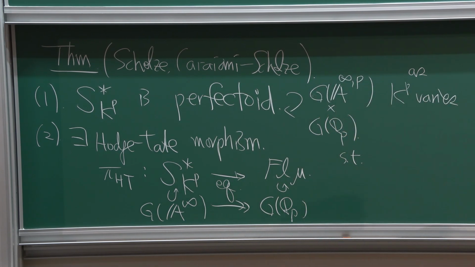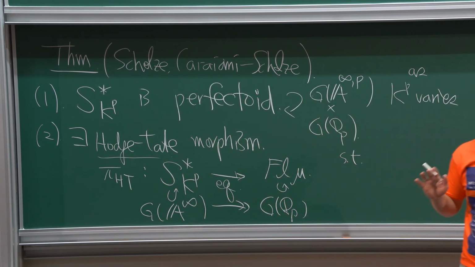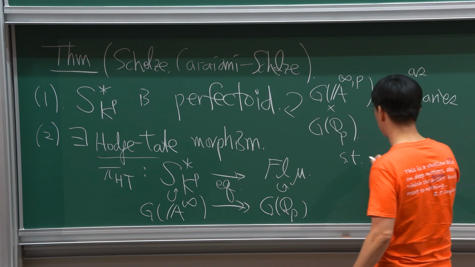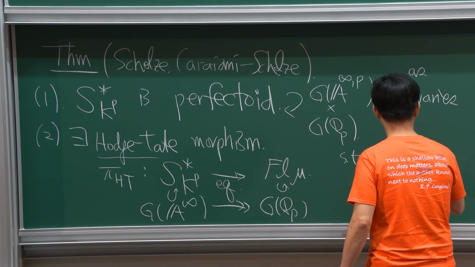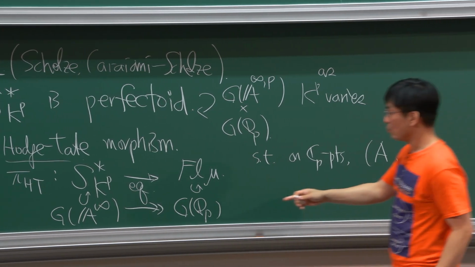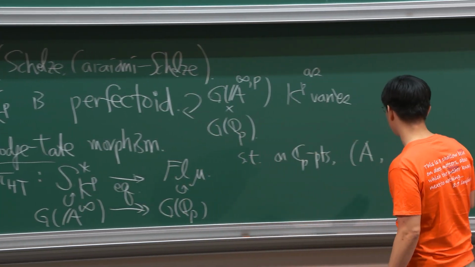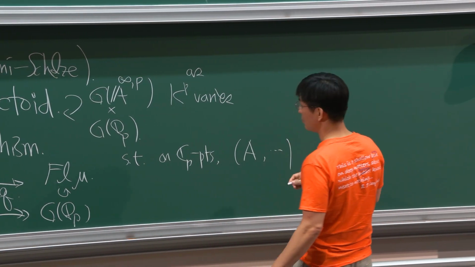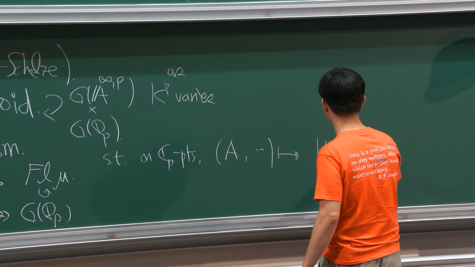So, right, what this morphism does is, there's a reason for this naming, namely it reads off the Hodge-Tate filtration. For instance, on C_p points, you have some polarized abelian variety, at least away from the boundary, and some possibly extra data. It goes to the Hodge-Tate filtration.